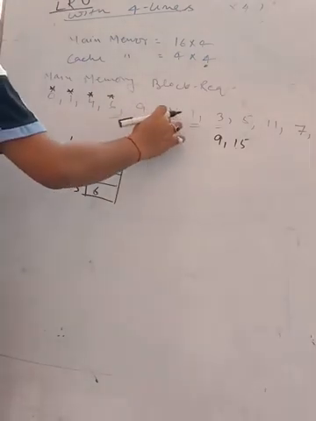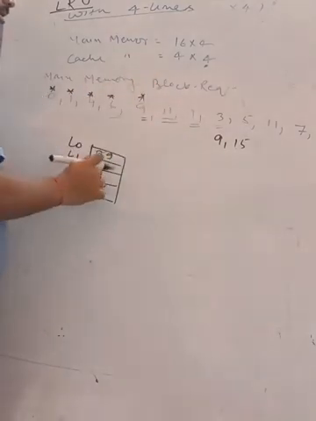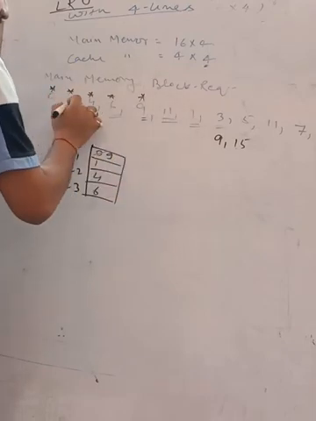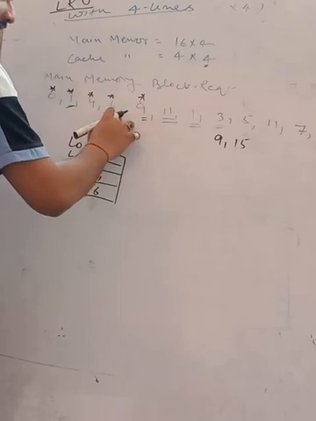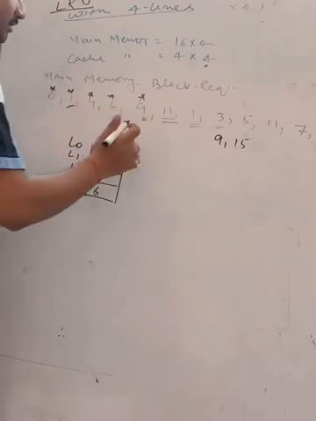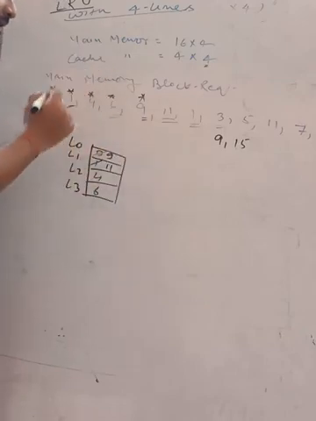Again we come to 11, and it is also a miss. When we come to 11, it will be placed at the position of 1 because 9 is nearest, 6 has some distance, 4 has more distance, but 1 has the most distance from 11. So 1 will be replaced and 11 is stored.